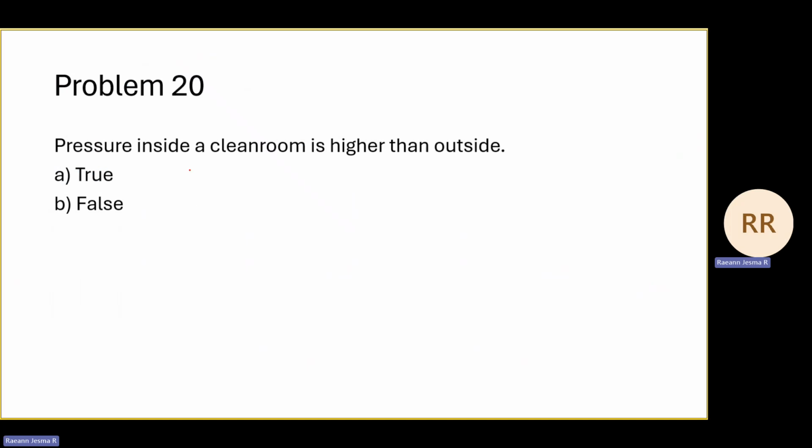Now let us move on to next problem, problem 20. Pressure inside a clean room is higher than the outside. Is it true or false? So we know that we have different kind of filters inside the clean room to regulate the particle contamination. And also another important thing is that temperature, pressure, humidity inside a clean room are strictly controlled. Is the pressure inside a clean room high or is it lower than the outside?